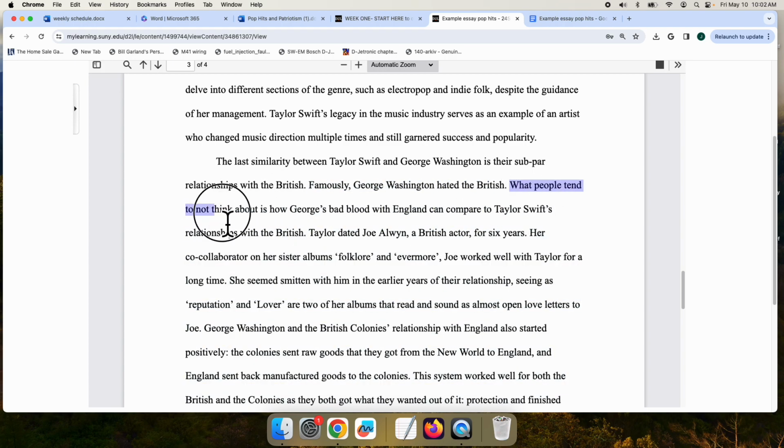What people tend to not think about is how George's bad blood with England can compare to Taylor Swift's relationship with the British. Notice we have a transition word, compare, that reminds us that we are looking at similarities that you might not have thought of yet.